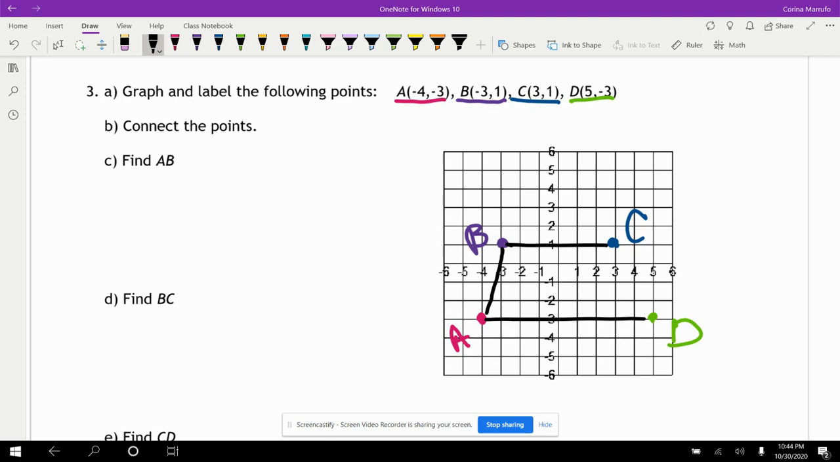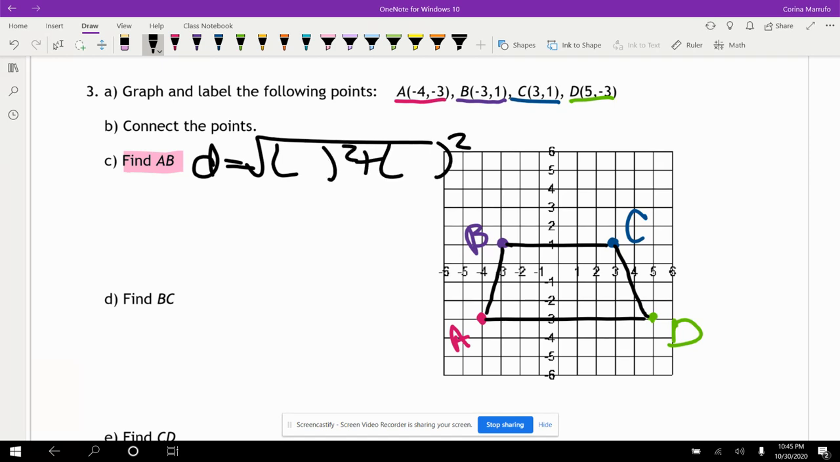And then here we have the distance from A to B and C to D. First, they want us to find the distance from A to B. So we're going to use the distance formula. I'm going to go ahead and rewrite it again. D equals the square root of, and then we subtract our x values and square it, plus we subtract our y values and square it. Remember, we start with the second point, so x2 minus x1 and y2 minus y1.